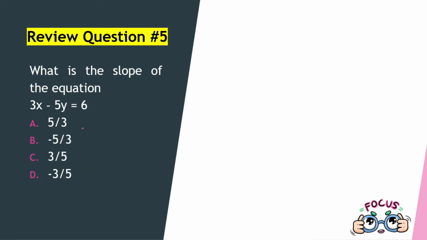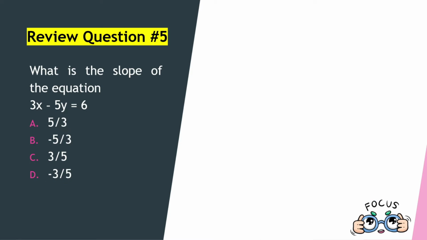Question number 5. What is the slope of the equation 3x minus 5y equals 6? Another term for slope is gradient. That is commonly used in Australian math, and most of the time it is now also used in the Philippines. Okay? So, is it letter A, 5/3, B, negative 5/3, C, 3/5, or D, negative 3/5?